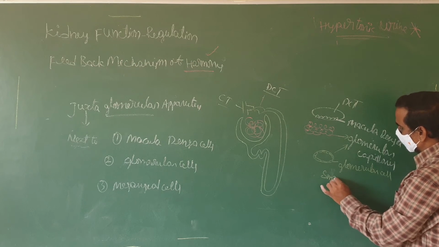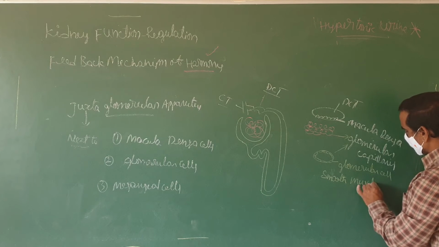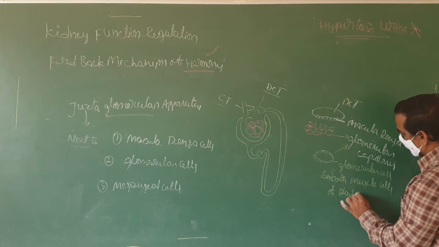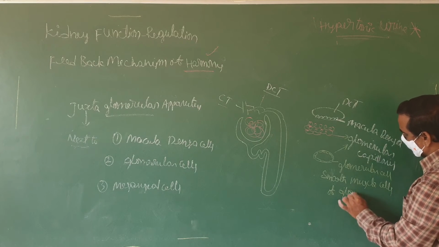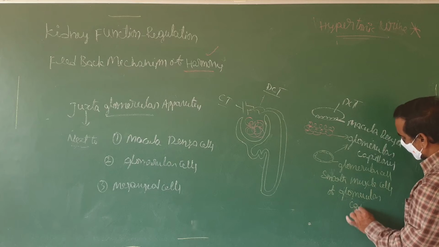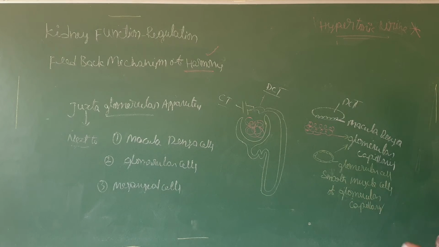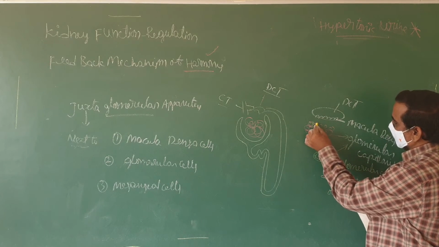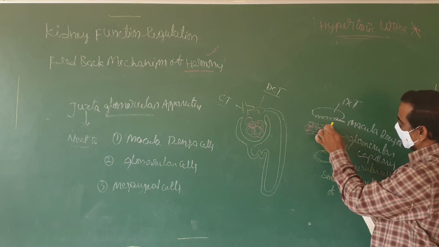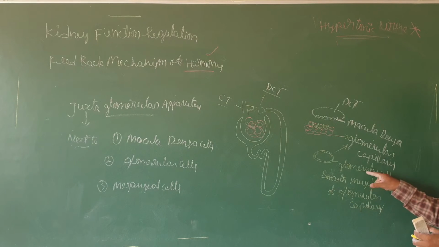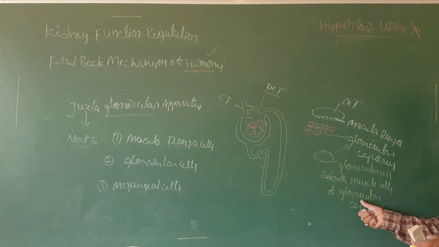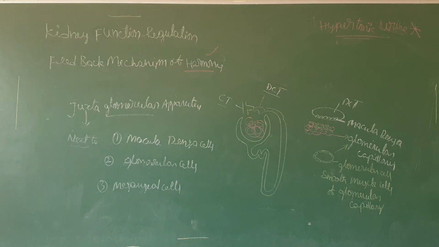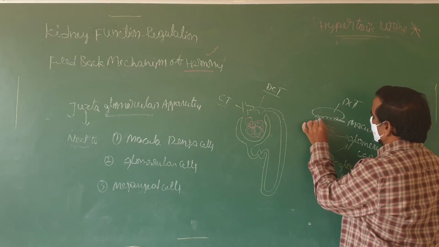Sorry, these are smooth muscle cells of the blood or glomerular capillary. Glomerular cells are the cells you can see here. These yellow color cells are glomerular cells. How are glomerular cells formed? These are smooth muscle cells of the glomerular capillaries. Between the two types of cells, a third one, mesangial cells, will be arranged here.